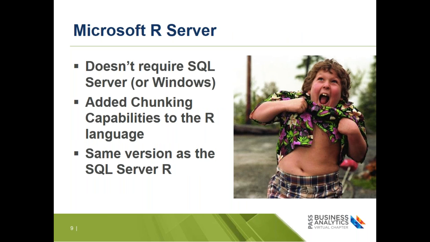So how does Microsoft swap things in and out of memory? Well, I stole the picture there for any of you old movie fans. This is from Goonies, and this character's name is Chunk. And chunking is a standard methodology used in all sorts of programming languages, which means that you load what you can into memory, and then when you run out of memory, you put it to disk, and at the end, you put everything together. That's how it works. Pretty simple stuff.